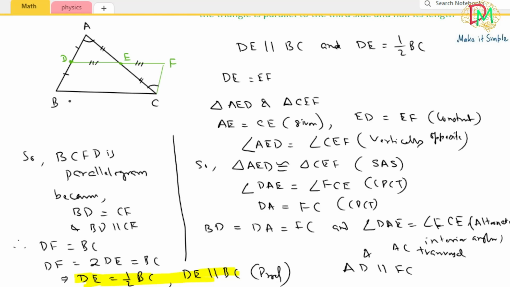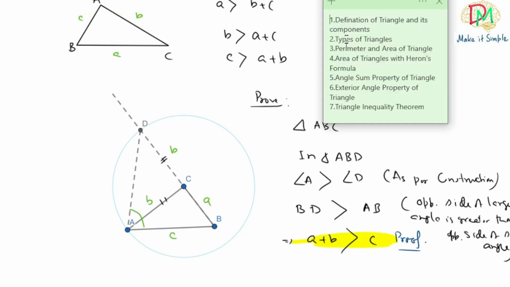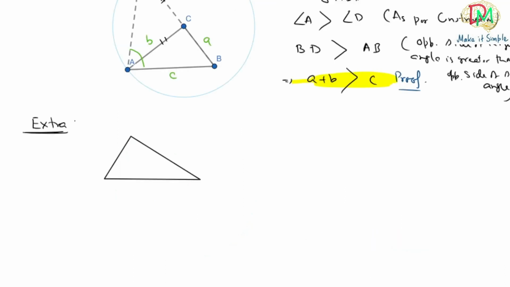Vice versa, if DE is parallel to BC and DE is half of BC, then you can say that D is the midpoint of AB and E is the midpoint of AC. So the reverse statement is also true. As per this list, now we draw some special figures related to the triangle as a bonus point. The sum of exterior angles is 360 degrees.